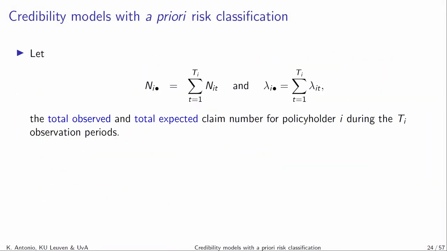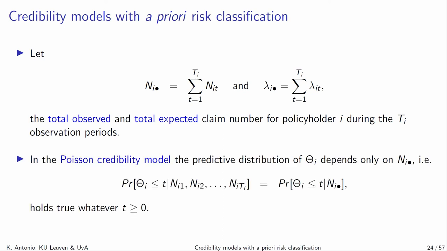All right, what are we going to do? We're going to do a bit of math. So we're going to assume N_i• with this bullet is the sum of the N_it. And lambda_i• with this bullet is the sum of the lambda_it. So in words, this would be the total observed claim numbers for my policyholder i over time. And this would be what I would have expected for him to happen based on my a priori tariff table. So that reveals interesting information.